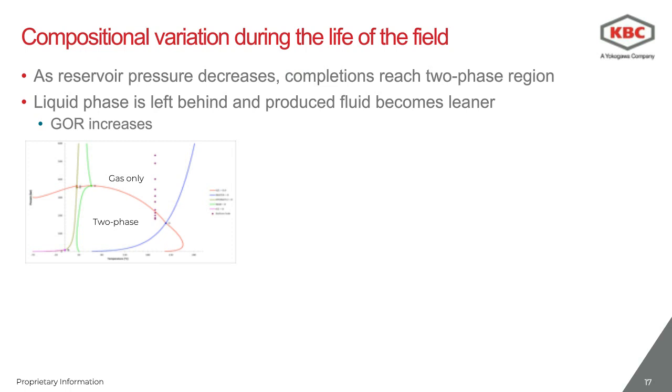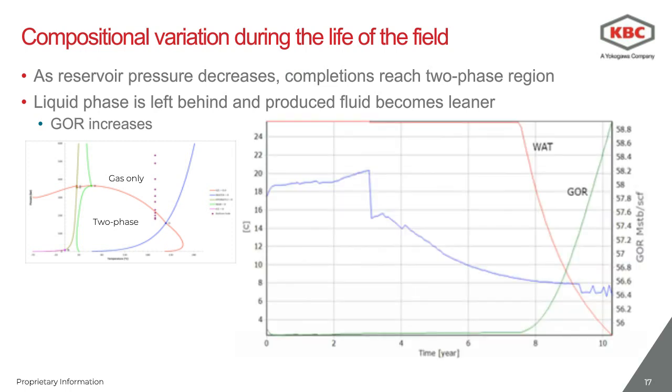And if I now look at this plot again, and I pull out the GOR predicted at the end of the life of the field, I can see exactly this behavior. In the first 7 years, this is the green line I'm looking at. In the first 7 years, the GOR is almost constant, and then suddenly, just before 8 years, the GOR starts increasing quite dramatically. And this is at the same time as when the wax appearance temperature is starting to drop.